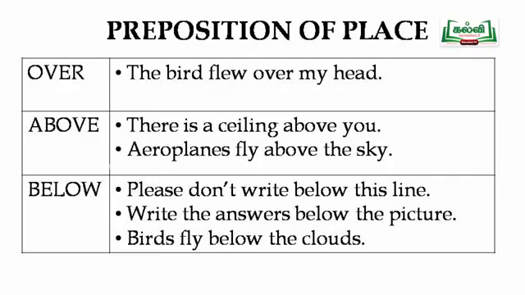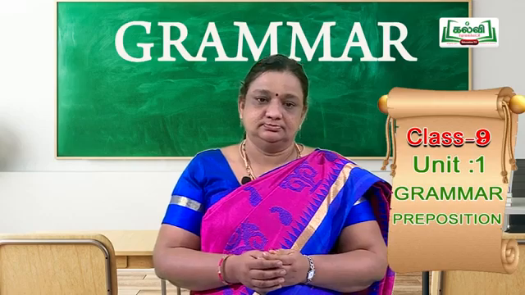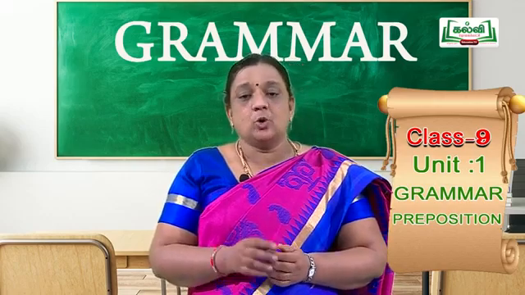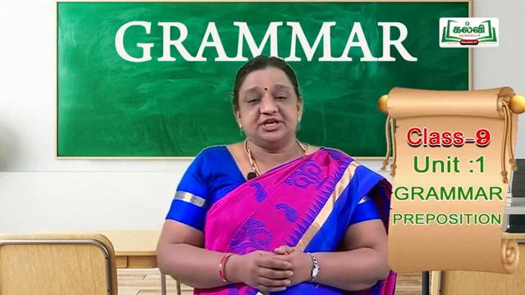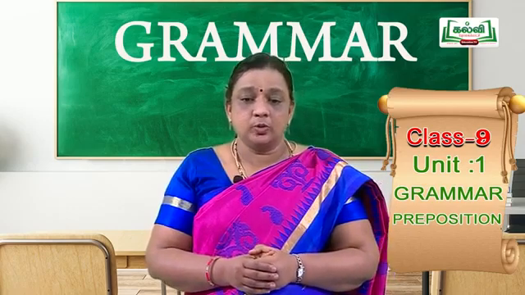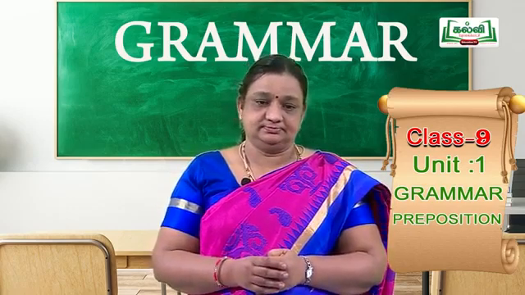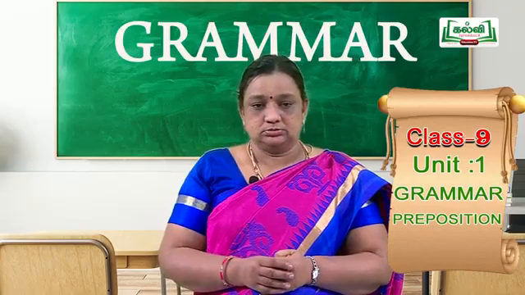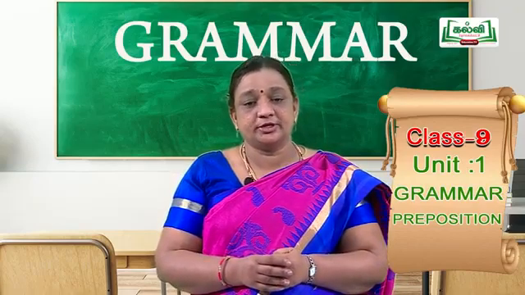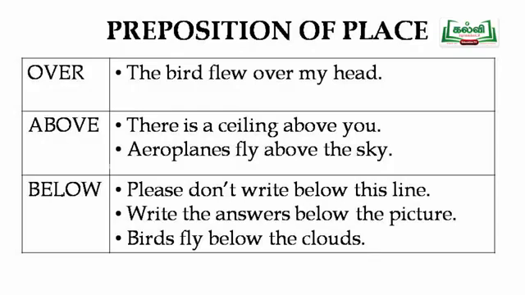The bird flew over my head. The thief jumped over the gate. She held the umbrella over both of us. Above is the next preposition we are going to see. Above is something that we say when it is somewhere far away. Aeroplanes fly above the sky.